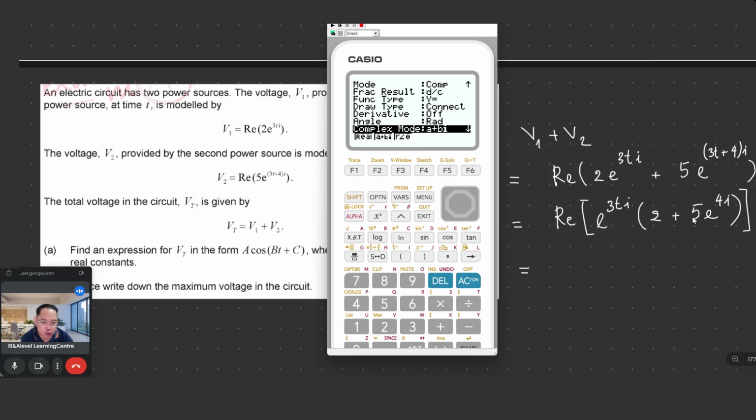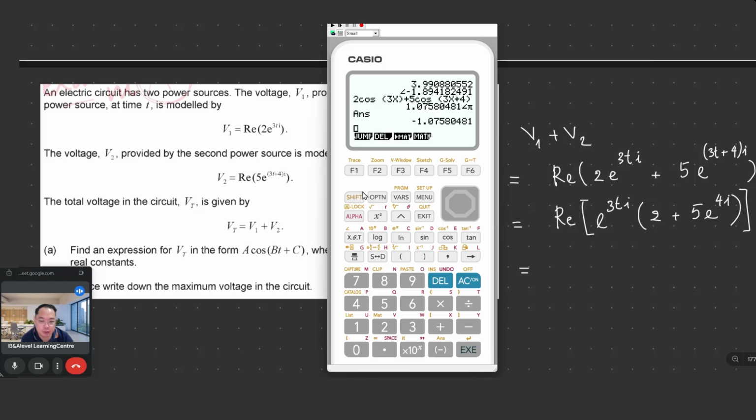We are adding the two complex numbers in exponential form. So I will choose the third option here, which displays the modulus and the argument in exponential form. Click F3 to choose the exponential form, and then execute.